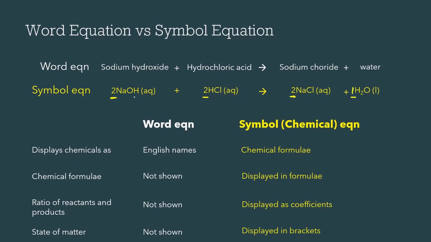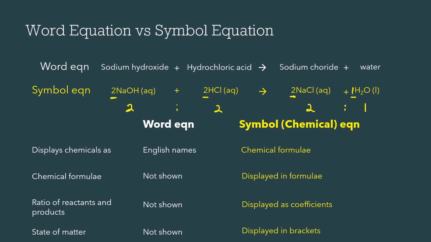In this example, the coefficients tell us that in a complete neutralization reaction between these two chemicals, 2 molecules of sodium hydroxide react with 2 molecules of hydrochloric acid to produce 2 molecules of sodium chloride and 1 molecule of water. Knowledge of the ratio of reactants and products is very important in optimizing chemical reactions.